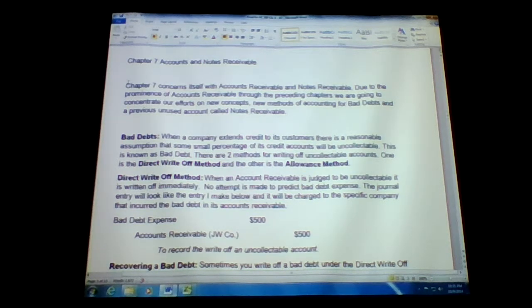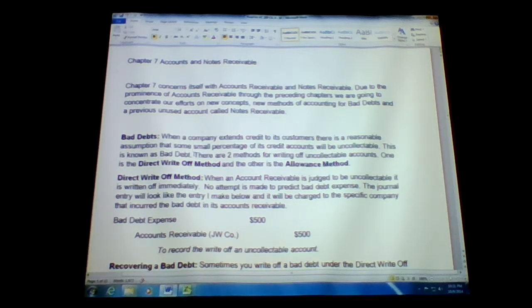Chapter 7 concerns itself with accounts receivable and notes receivable. Due to the prominence of accounts receivable through the preceding chapters, we're going to concentrate our efforts on the new concepts and new methods of accounting for bad debts and a previously unused account called notes receivable. Bad debts. When a company extends credit to its customers, there is a reasonable assumption that some small percentage of its credit accounts will be uncollectible. This is known as bad debt.